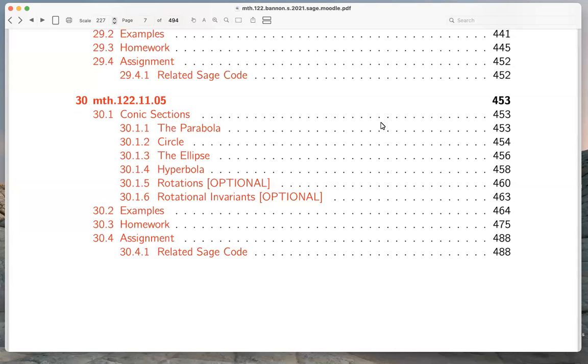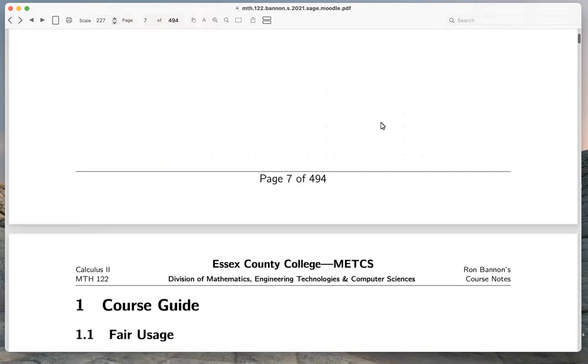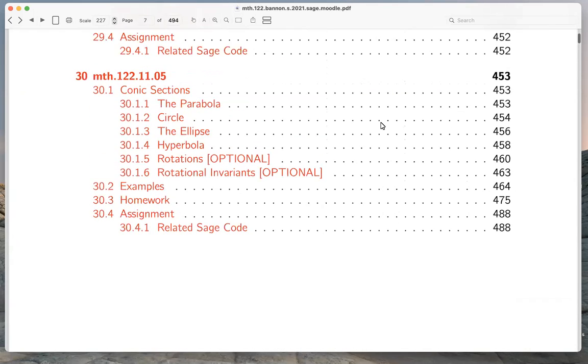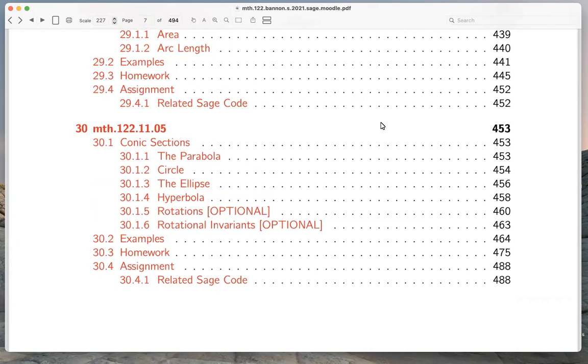Okay, we've come a long way. We're in section 30 of the notes now. And I believe this is the last section. Let's just check. Yeah, it's the last section of the notes. And this section here is completely the review of what you did in Math 120.